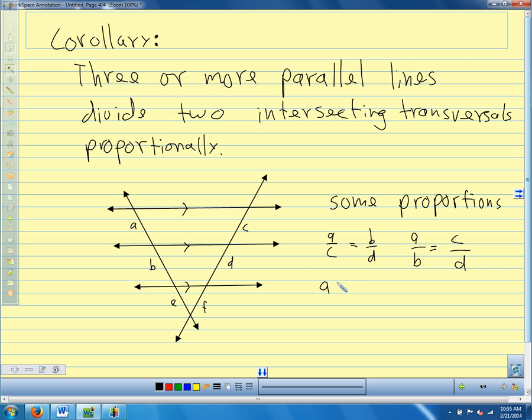We could say A plus B, the length of this whole side, over A, equals the length of these two added together, C plus D, over C. So I'm just comparing the same pieces from side to side, writing a proportion with those pieces. There are a lot more proportions that we could write out with all the information that we have. I just wrote a few of them.